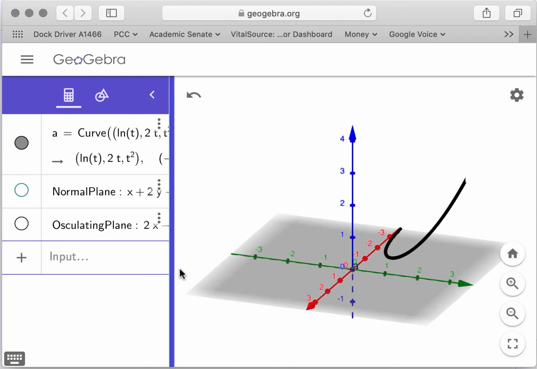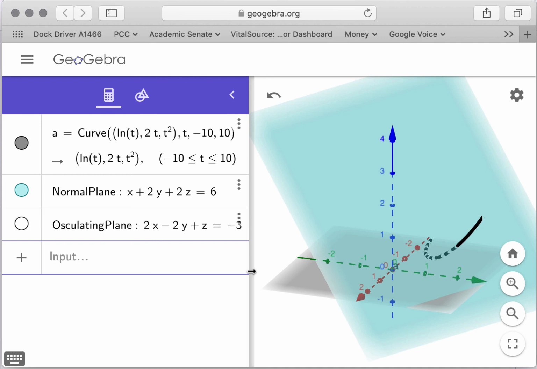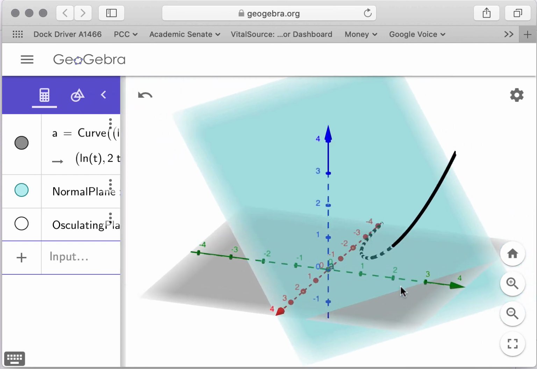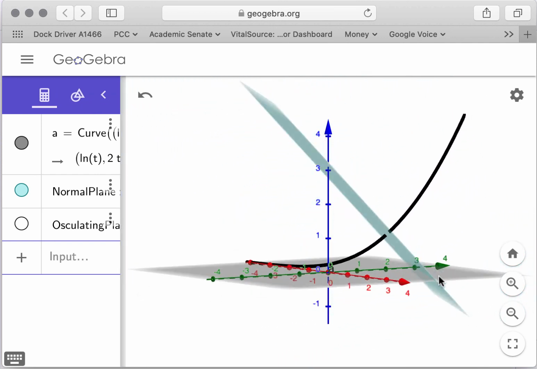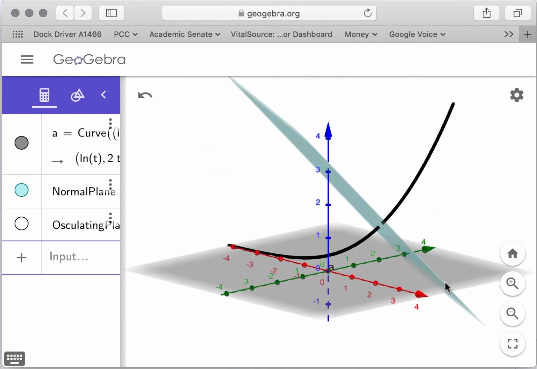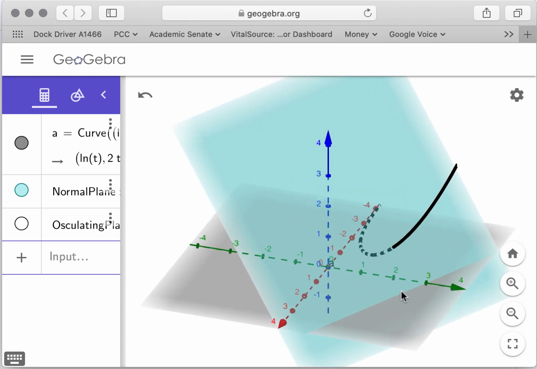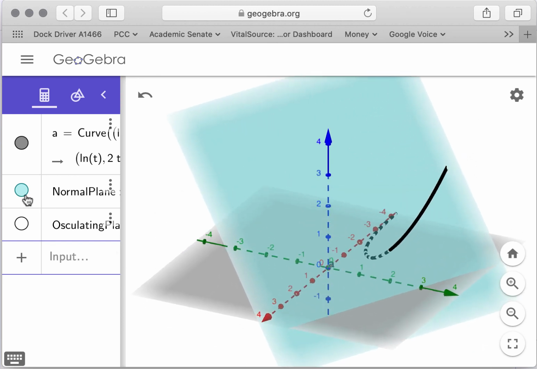The normal plane is the one that we came up with, with equation x plus 2y plus 2z equals 6. And when I show you that plane, you can see that that plane is kind of speared by the curve, and where the curve intersects that plane, it does so at a right angle. So that's what the normal plane has for us.